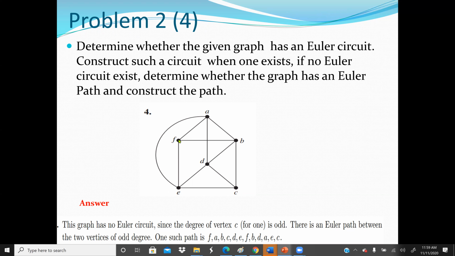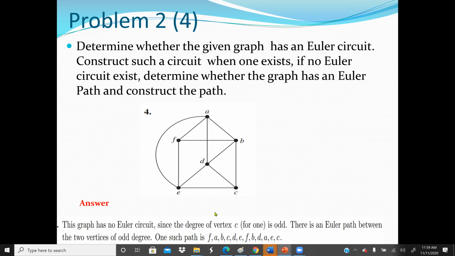So we start with F, we go through A, then we go through B, then we go through C, then D, D takes us to E, E takes us to F, and then F takes us to B. B takes us to D, D will take us to A, then A will go all the way to E. So we finish. And the last from E, we go to C. C is odd with degree 3, F is odd.